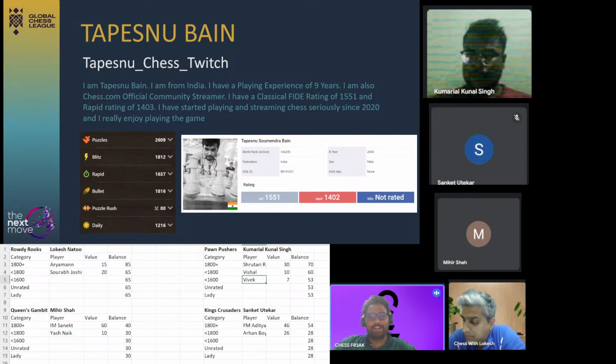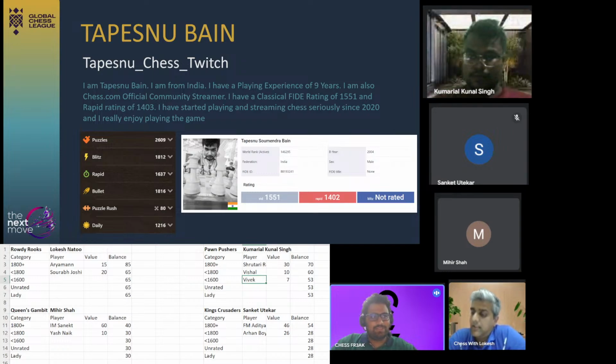Tapesnu Bain, 22 points, Queen's Gambit. 23 points, Lokesh Natu, Rowdy Rooks. 25 points, Queen's Gambit, Mihir Shah with the bid for Tapesnu Bain. 26 points, Lokesh Natu, Rowdy Rooks. There's a fight for you in the auction. People are going all out. Tapesnu Bain, 26 points, Rowdy Rooks going once.